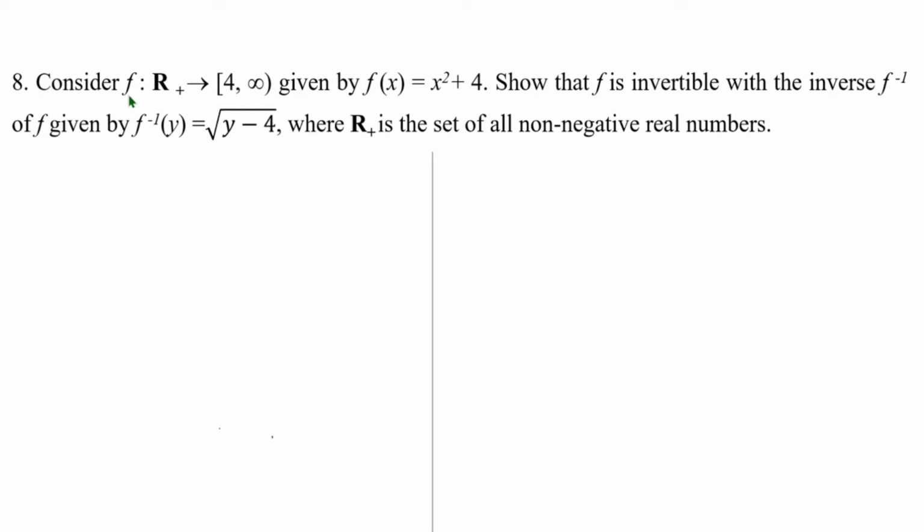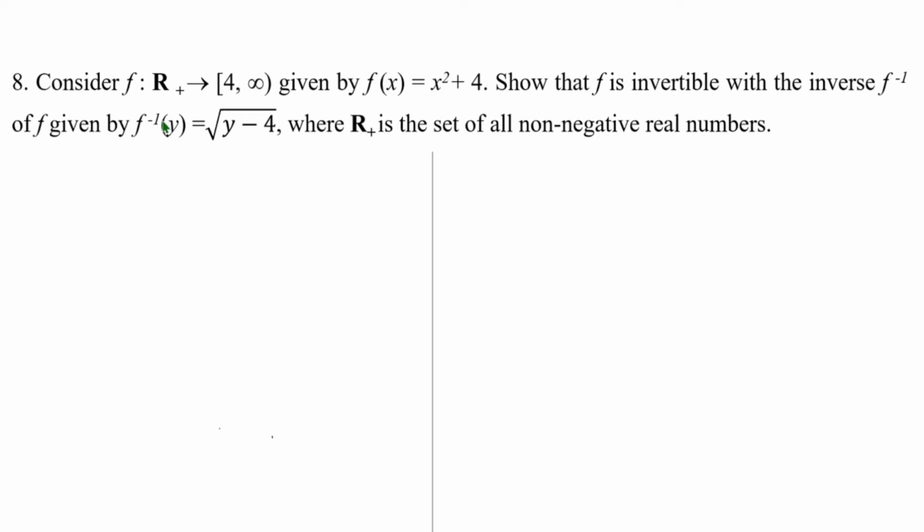Consider f from R+ to [4, ∞) given by f(x) = x² + 4. Show that f is invertible with the inverse f⁻¹ given by f⁻¹(y) = √(y − 4), where R+ is the set of all non-negative real numbers.